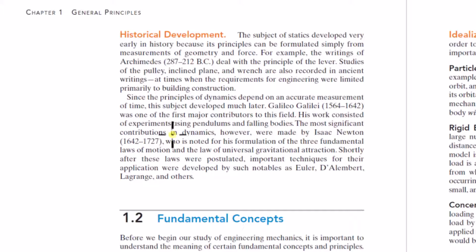The most significant contributions in dynamics, however, were made by Isaac Newton in the late 1600s, early 1700s, who is noted for his formulation of the three fundamental laws of motion and the law of universal gravitational attraction. Yeah, so in the year 2023, mechanics still uses Newton's laws of motion as the foundation. Everything we're going to learn in this book, in this course, the foundation of it is Newton's laws. Shortly after these laws were postulated, important techniques for their application were developed by such notables as Euler, D'Alembert, Lagrange, and others. So yeah, since Newton, people have come up with useful ways to apply Newton's laws.